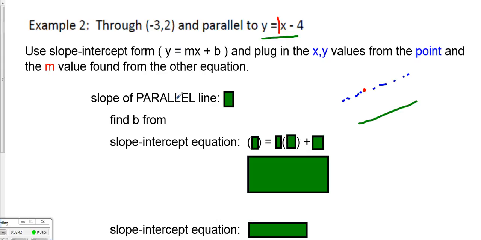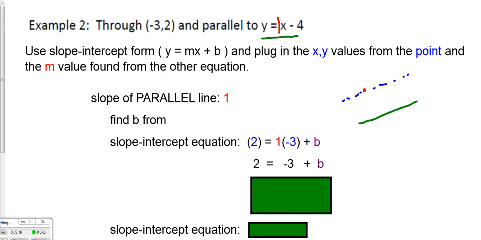Well, remember there's a hidden 1 right here in front of the x. So for something that's parallel, it's going to have an equal slope. So it's also going to be 1. We plug that in for our slope here. Our y and our x for y equals mx plus b come from right here. y is 2. x is -3. And the b is still unknown, so we use it as b. 1 times -3 is just -3. Add 3 to both sides, we'd say 5 is b.